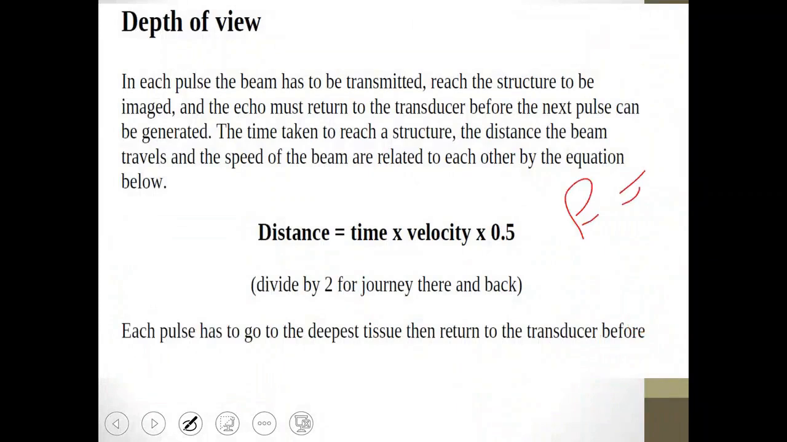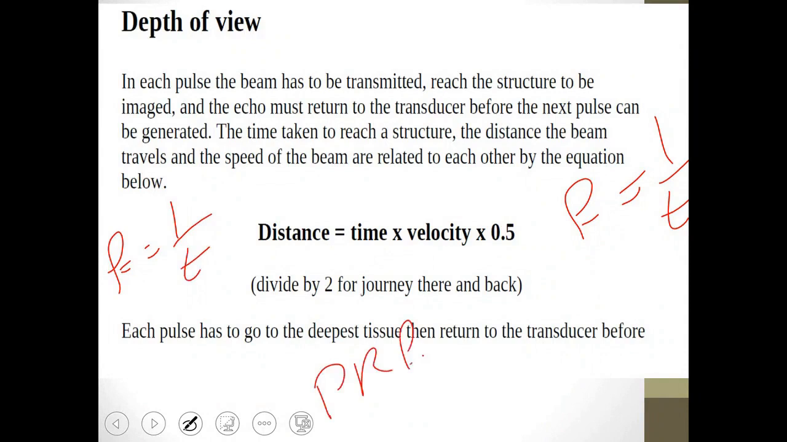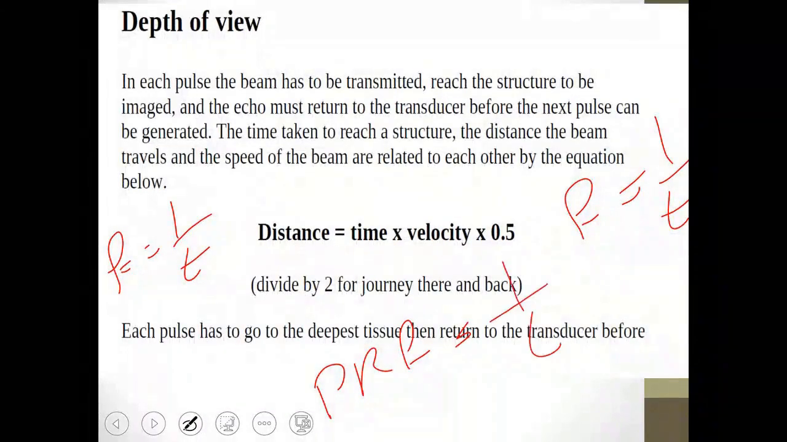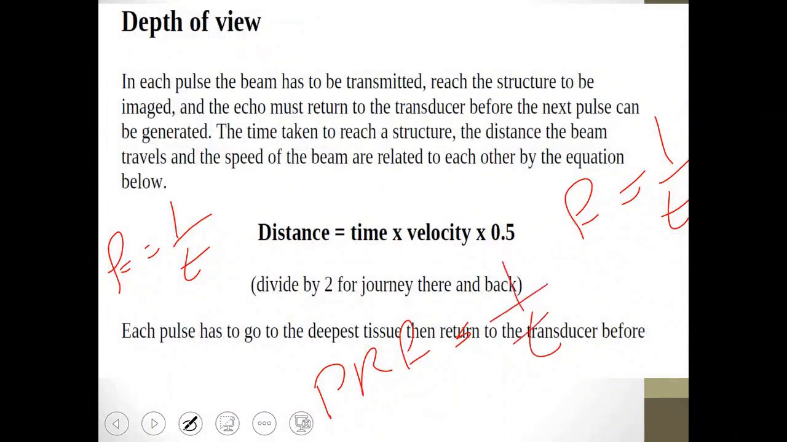What is the relationship between frequency and time? Frequency is the number of cycles per second, right? So if I have one cycle, then the frequency is 1 over time. The same idea applies to the repetition time, it's 1 over time, right? What were we calculating from this entire equation? We were calculating the depth or distance from which the signal came, right?